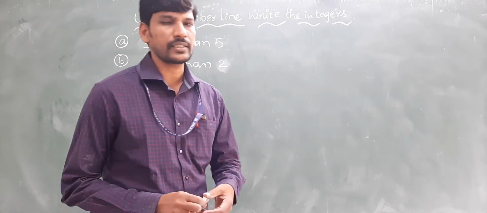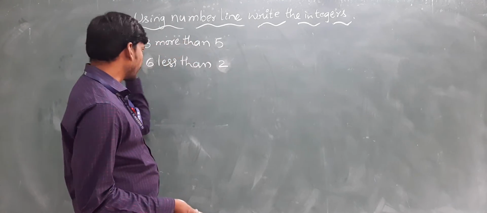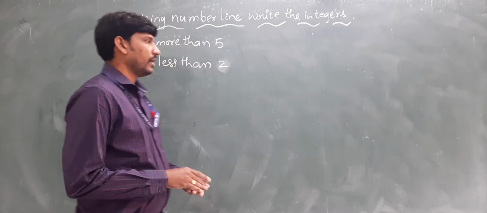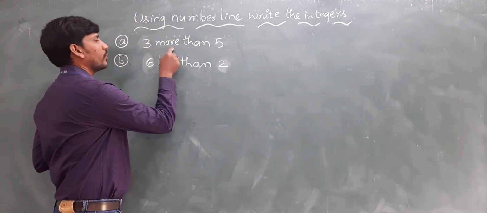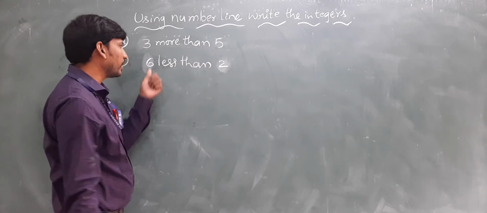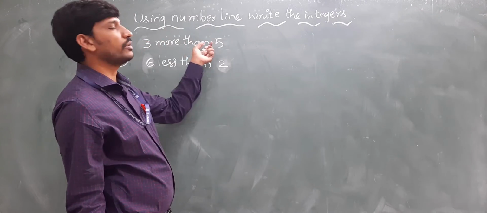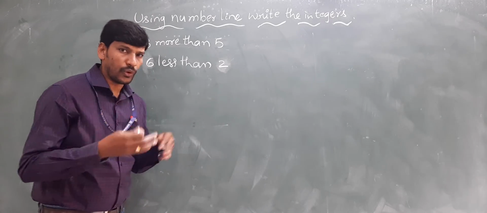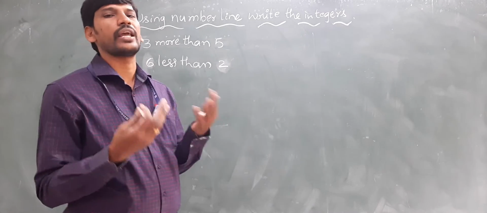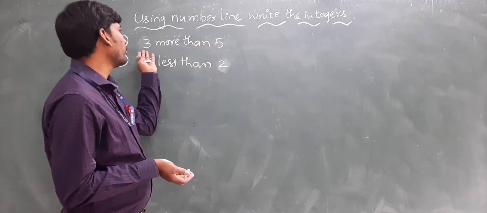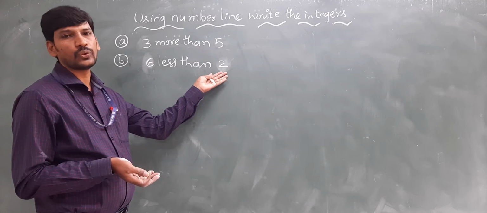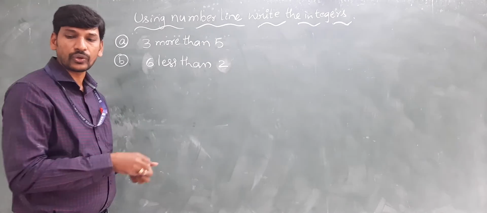Now, children, let us discuss a simple topic. Under this topic, using number line, write the integers. Clear? Here they are given in words: 3 more than 5. How to indicate this one? How to write this number on the number line? 3 more than 5. More than 5 by 3 means 8. Now here, 6 less than 2. Clear everyone?